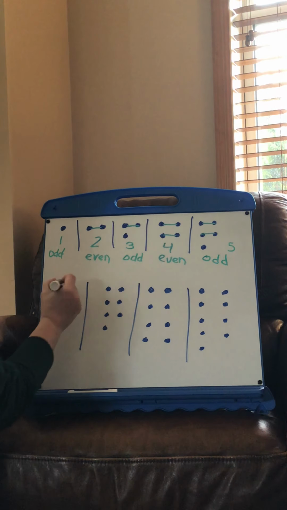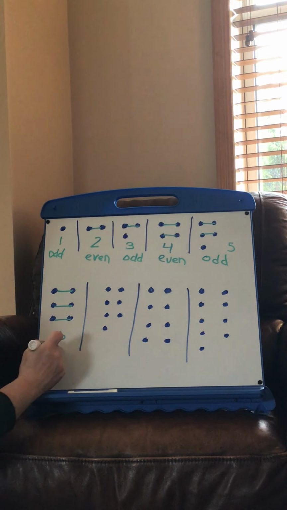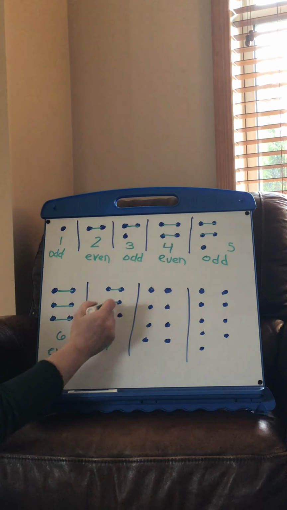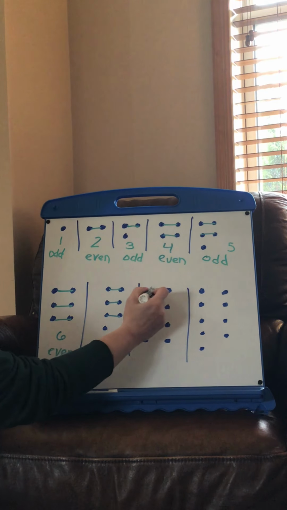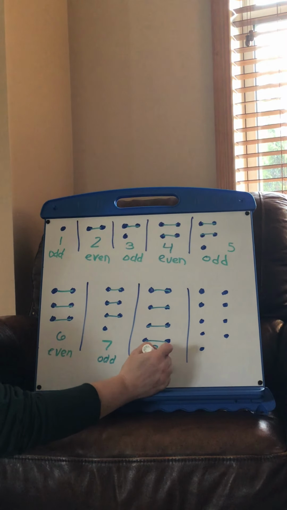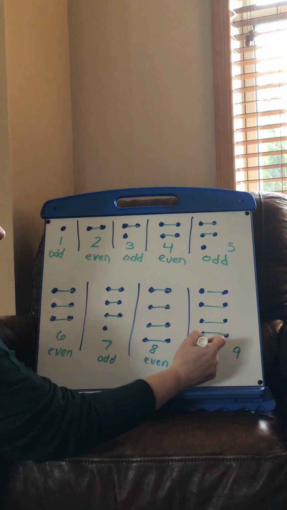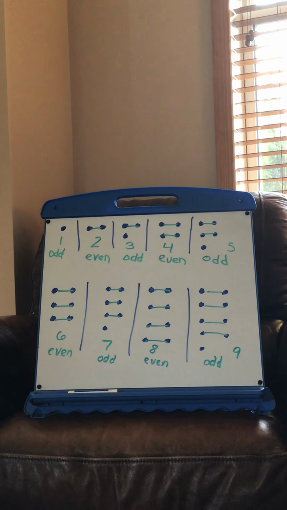Down here, I can connect these 2, these 2, these 2. I have 6 dots, so that's even, because there's no dots left over. For the number 7, I can connect these 2, these 2, these 2. That one's left over, so it's odd. For number 8, I can connect each of these. That makes it even. And then for number 9, I can connect, and I have 1 left over, so it's odd. Okay? So I would do something like this on a piece of paper and just keep it with you, so when you're working, you can refer back to it.